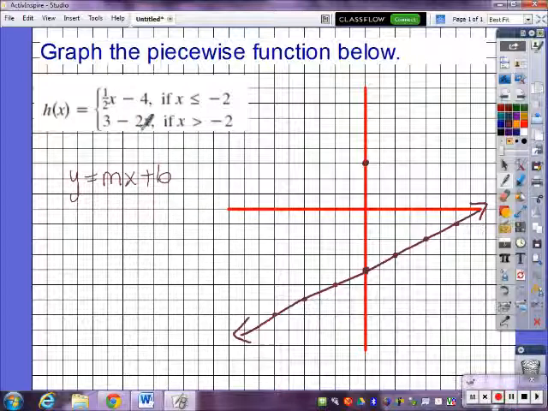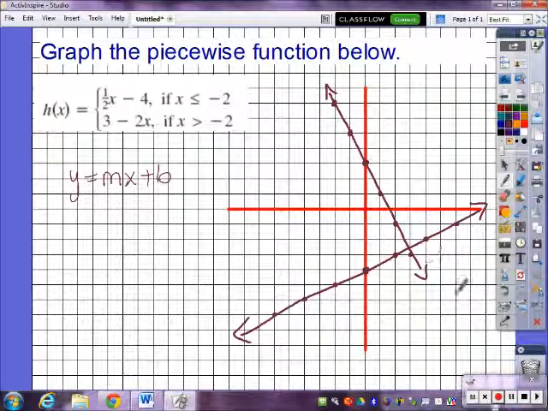And if it's negative, instead of going up and to the right, we're going to go down and to the right. So from my y-intercept, I go down 2 over 1, down 2 over 1, down 2 over 1. And then to create my line in this direction to the left, up 2 over 1, up 2 over 1. And then I just connect those points.